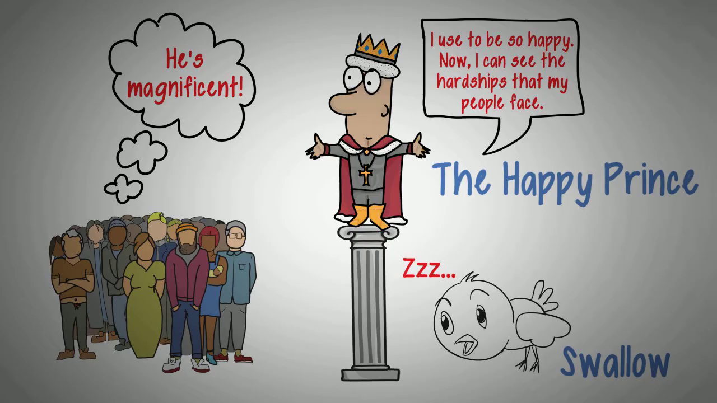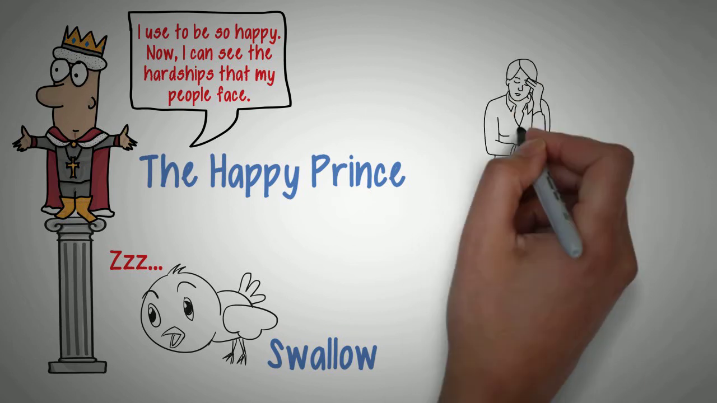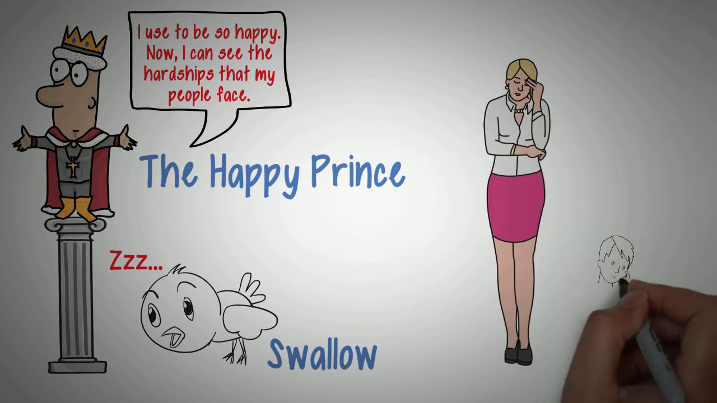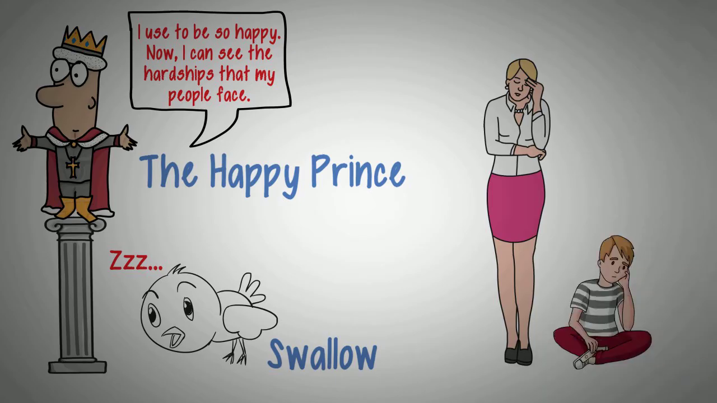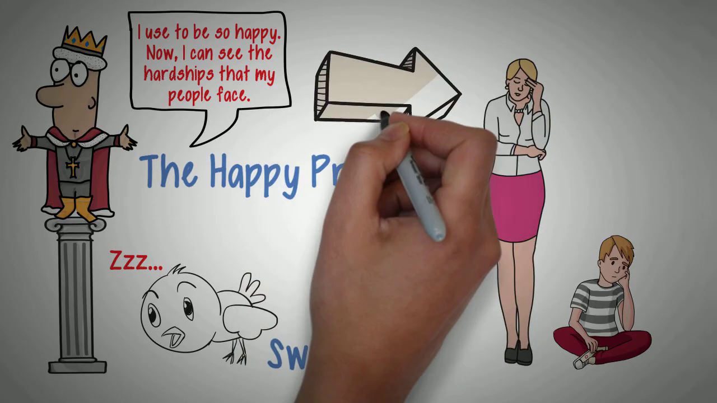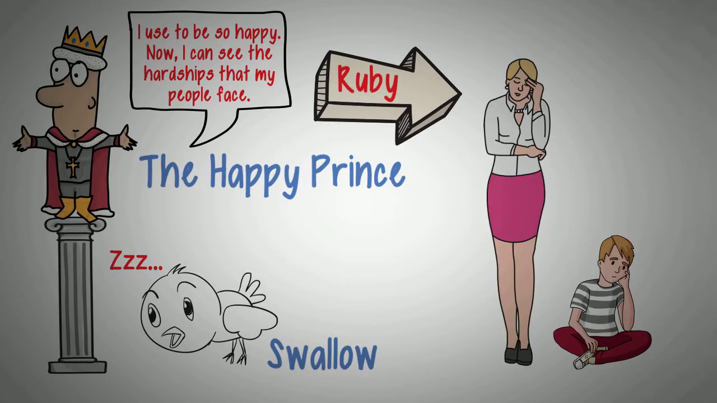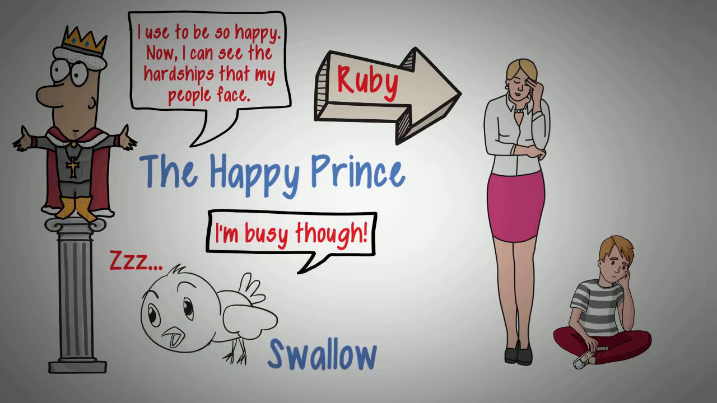The statue tells the swallow that far away, there is a mother who isn't able to buy medicine for her sick child. This is despite the fact that she is a tireless seamstress. The Happy Prince feels so bad for her that he asks the swallow to take the ruby from the hilt of the sword and give it to the woman. The swallow doesn't want to at first, since he has friends waiting for him. Eventually, he concedes and takes the ruby to the woman.